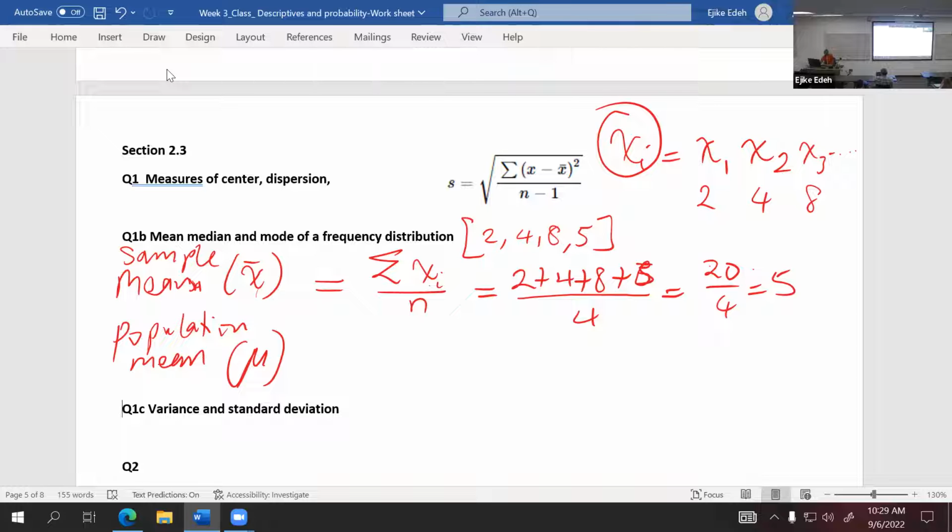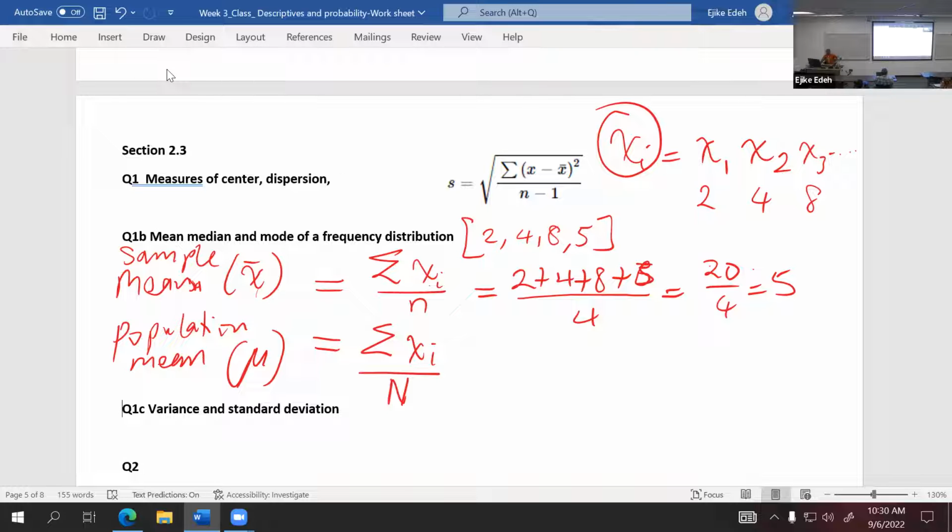Okay. So for the population, the population mean is still the same thing, right? The only thing here is I'm going to write capital N here, indicating that this is a population I'm dealing with. But technically, the computation comes out the same. So sometimes the population formula and the sample formula come out the same way. Any question on the mean here?